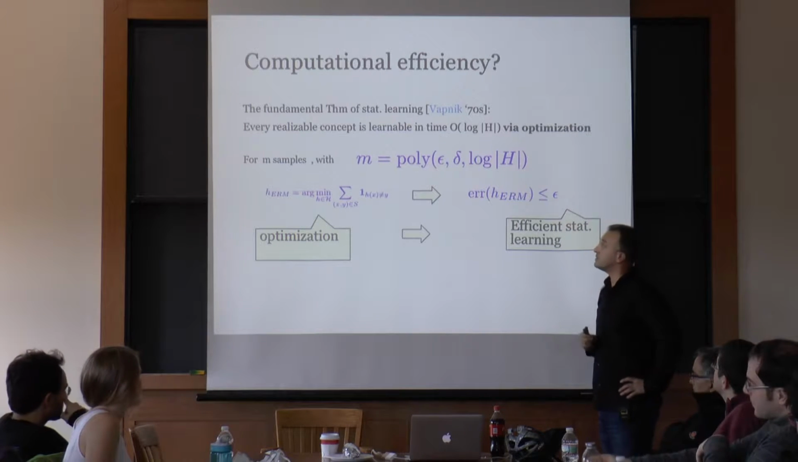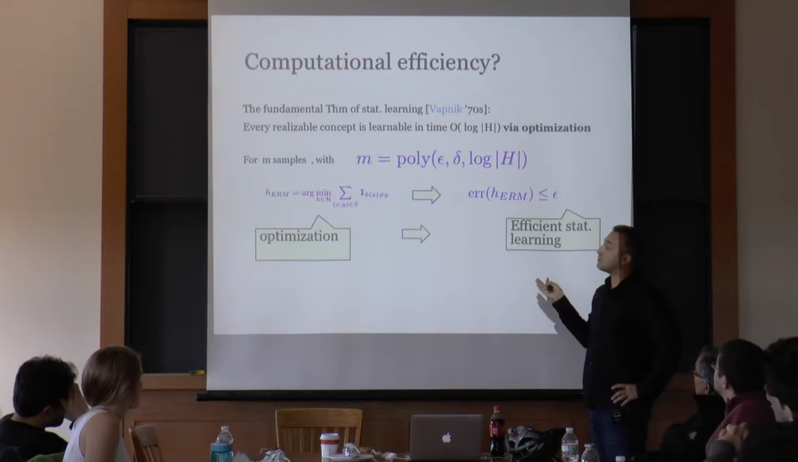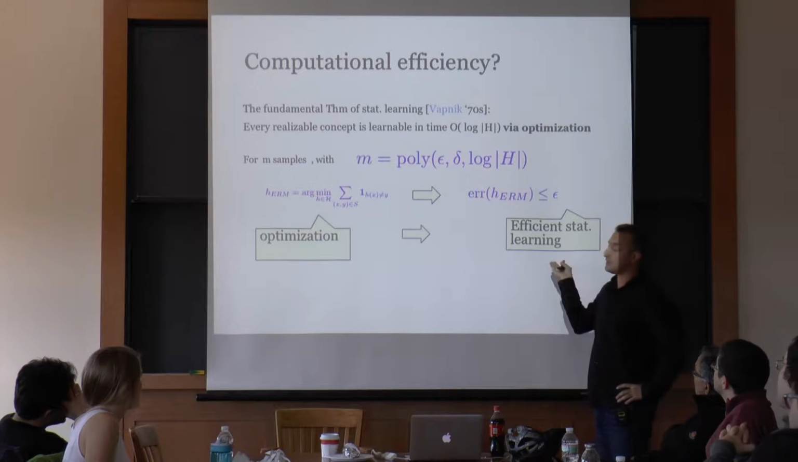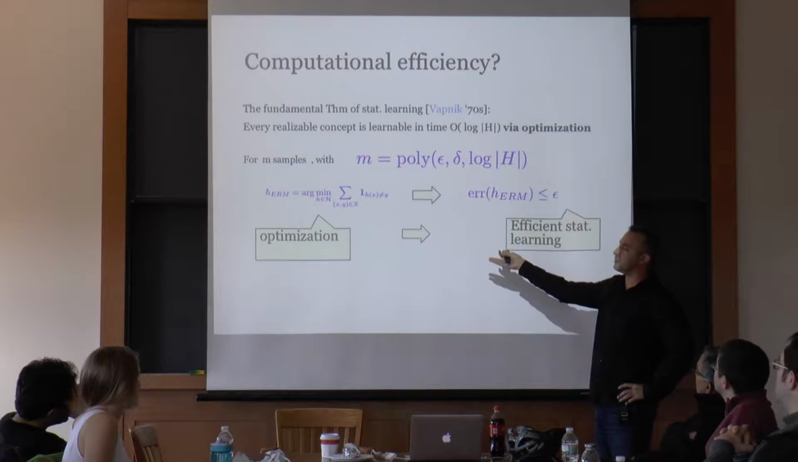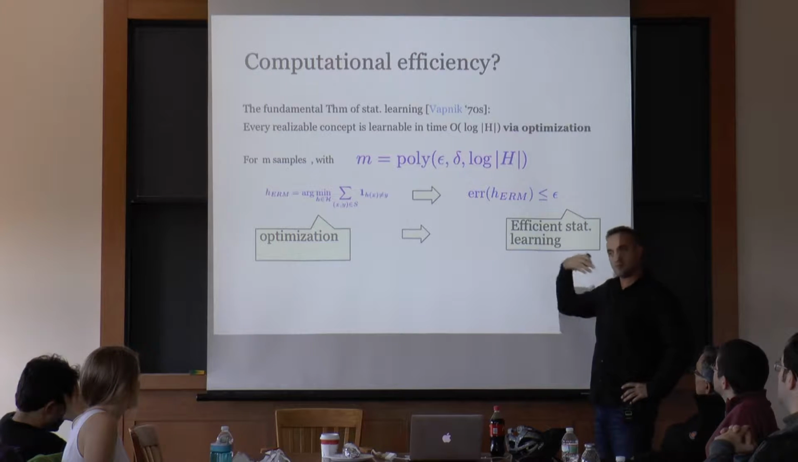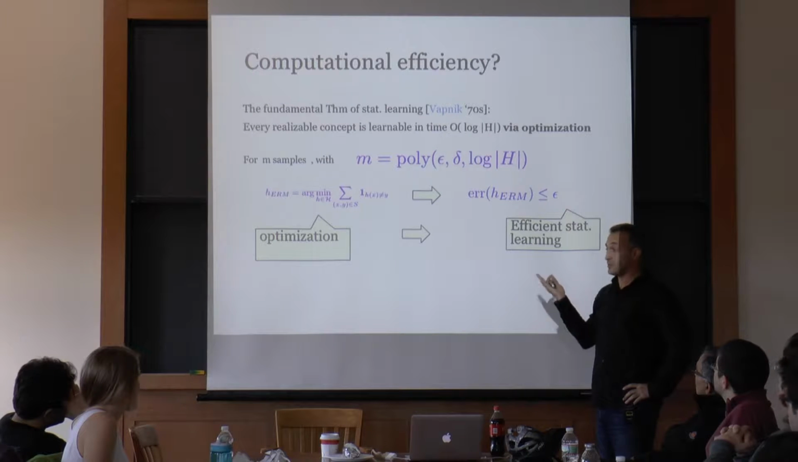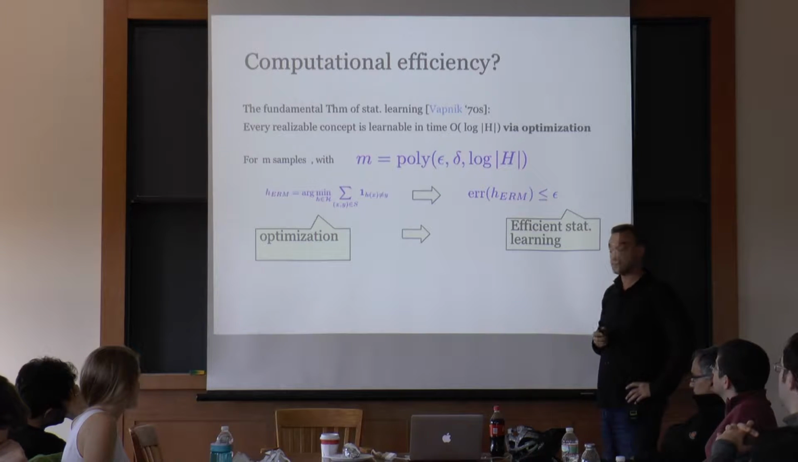So if you think about it, this establishes a connection between optimization and statistical learning, because you sample log-N samples, you have an efficient optimization procedure, and that's it. You can learn efficiently in the statistical model.